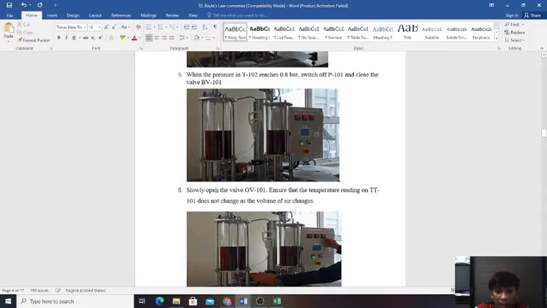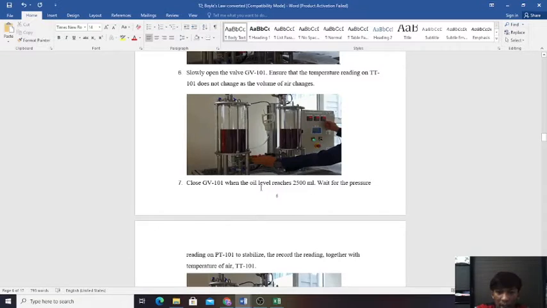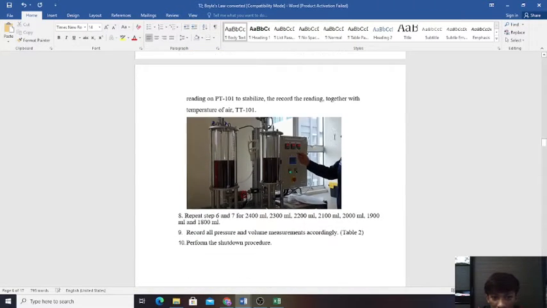And then number 6, slowly open the valve GV101. Ensure that the temperature reading on TT101 does not change as the volume of air changes. And then close GV101 when the oil level reaches 2500 mm. Wait for the pressure reading on PT101 to stabilize, then record the reading together with the temperature of air TT101.